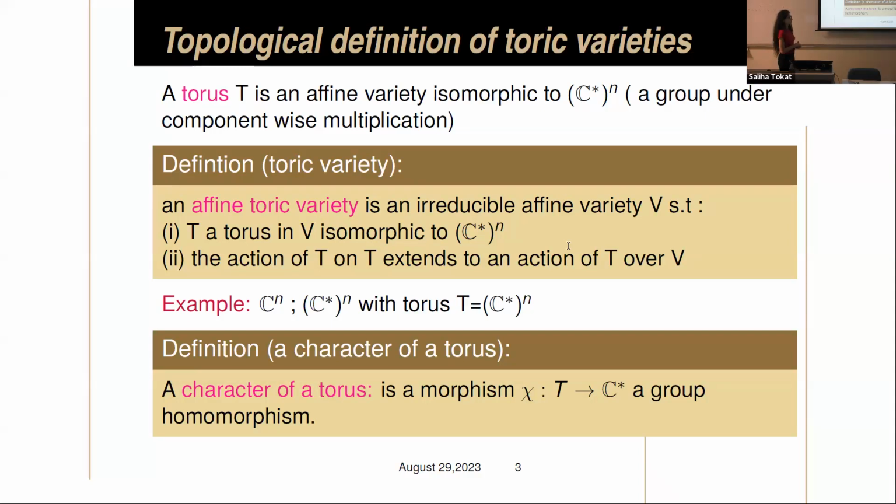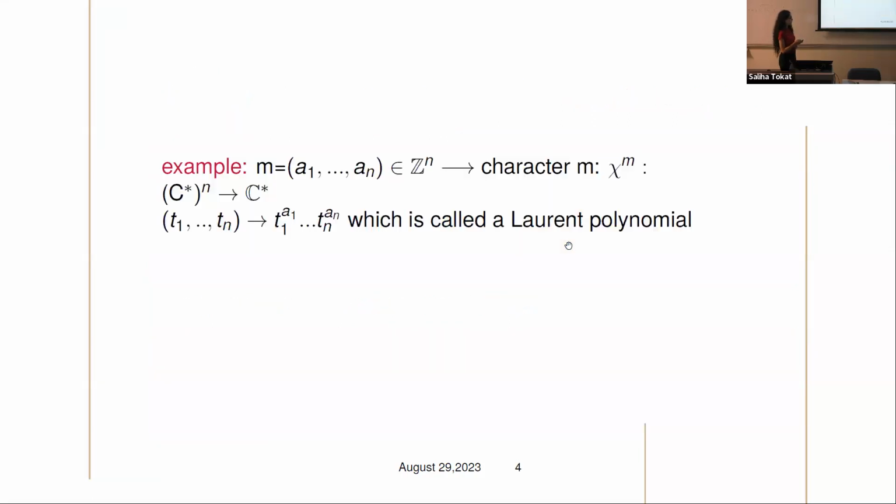A character of a torus is a morphism chi from T to C star, a homomorphism. Example: if we have m in Zn, from A1 to An, then the character chi m from C star n to C star takes the point T1 to Tn to the product of T1 to the power of A1 until Tn to the power of An.